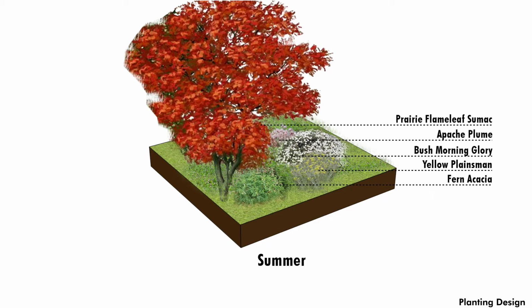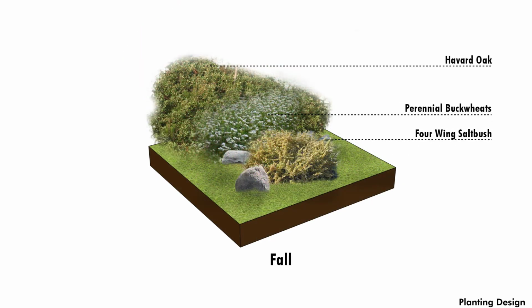Under the shade, fern acacia is used. Also, mini groves using soapberry and prairie flameleaf sumac are constructed. For fall, four-wing saltbush, perennial buckwheats, feather dalea, as well as Havard oak that produces unexpectedly large acorns are used.